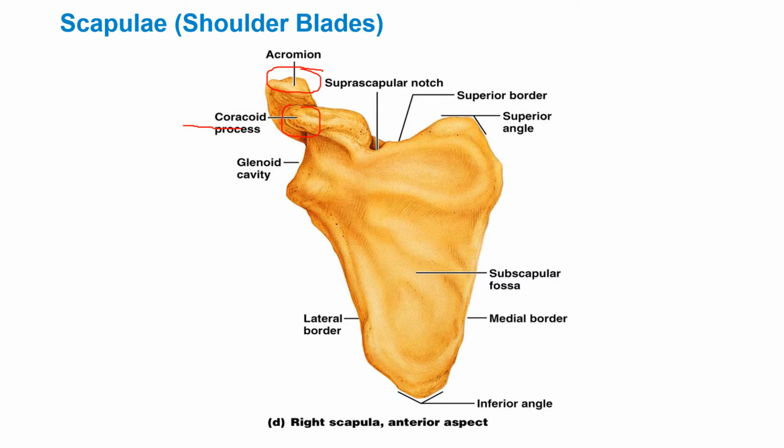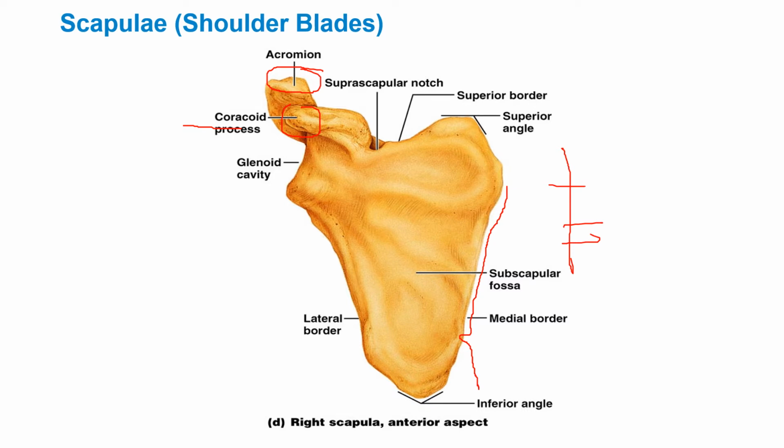Here's the suprascapular notch for nerves to pass through. This is the superior border of the scapula. You can call that a superior angle. That's fine. I never asked that one. This is the medial border. This is the border that's going to be articulating with, this would be the spine over here, right? And this is the medial border of a right scapula.